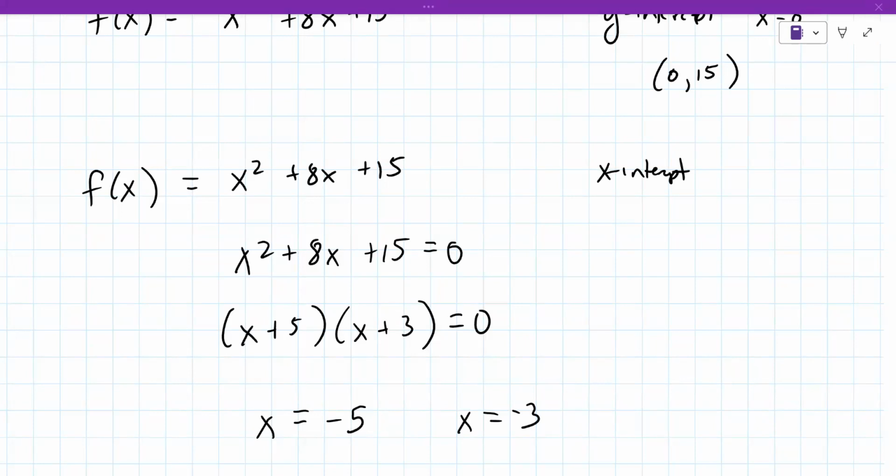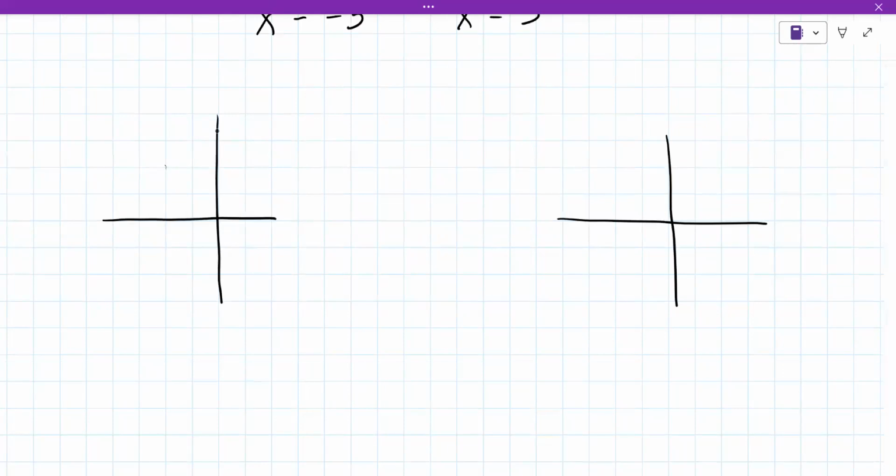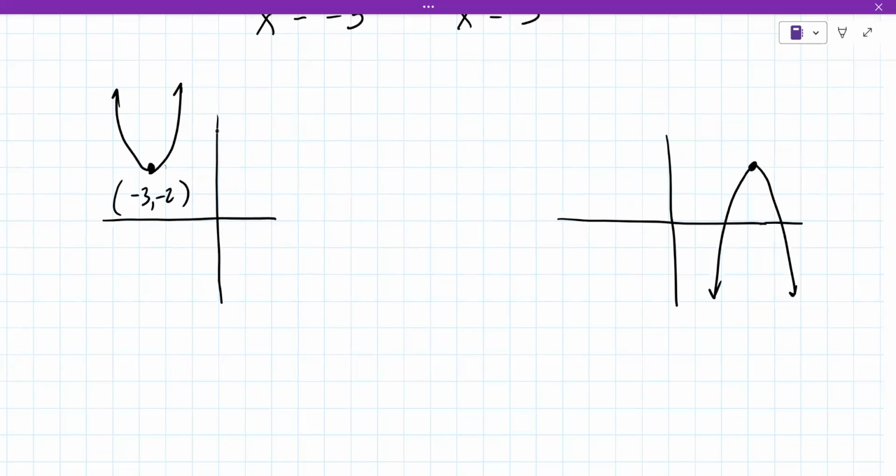I guess we'll talk a little bit about domain and range. So here is a graph on the left and a graph on the right. Let me just graph something here. This first one has a vertex at -3, -2. And then this one on the right opens down and has a vertex at 4, 3. The domain for both of these is all real numbers.